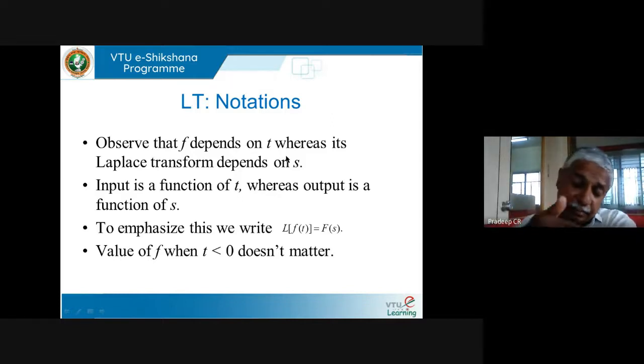So it may prevent a lot of students from understanding this, but just be with me, no problem. We will see more and understand this better gradually. So the input is a function of t, whereas the output is a function of s. This is what I'm trying to emphasize. f(t) is a function of t, whereas L of f(t) is a function of s. So to emphasize this, this is the notation used: L of f(t) is F(s). Note, small f has become capital F.